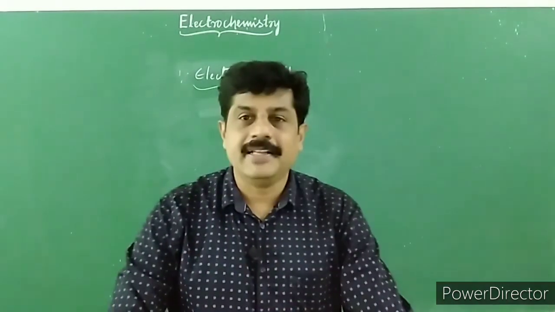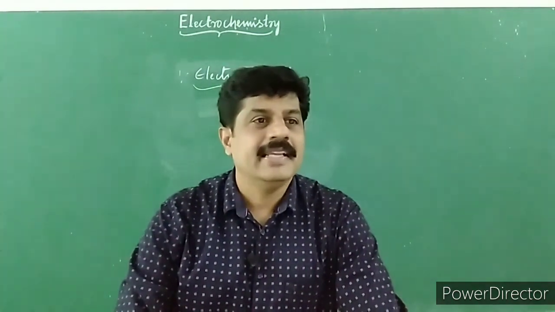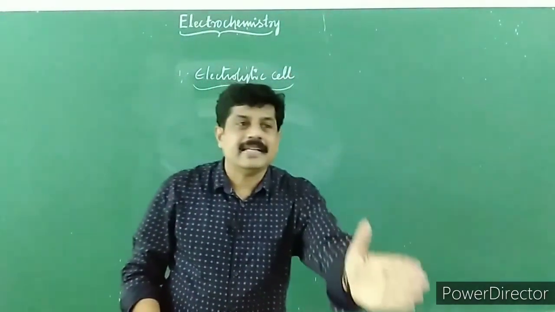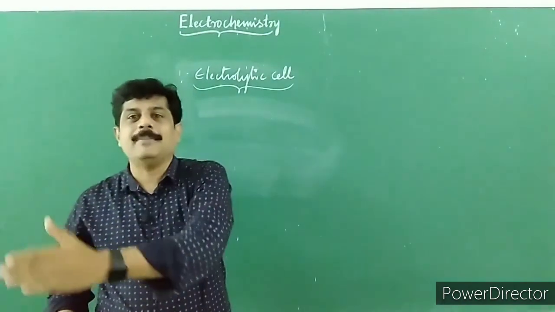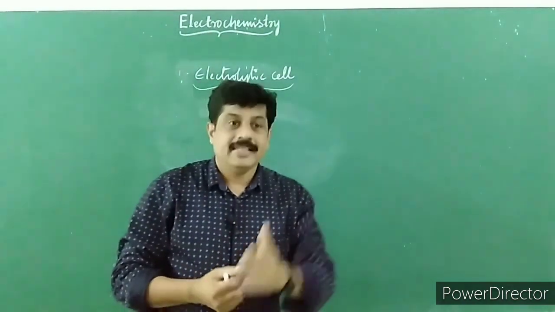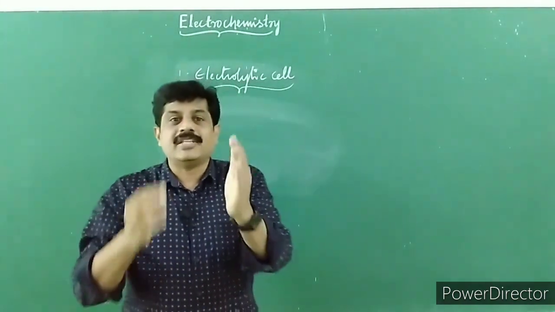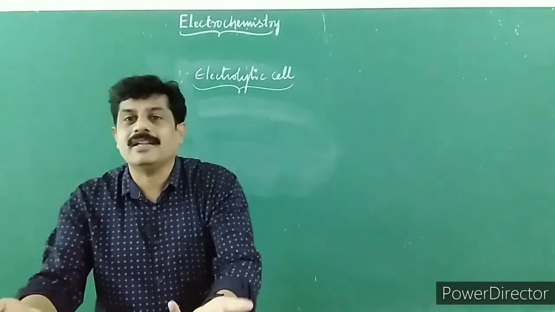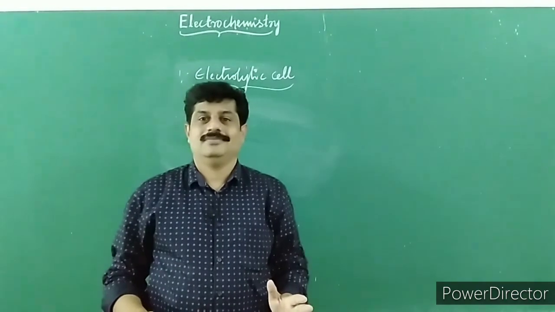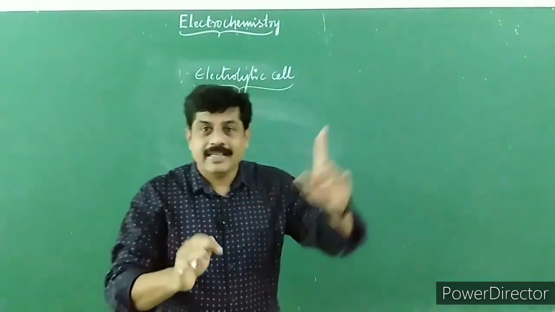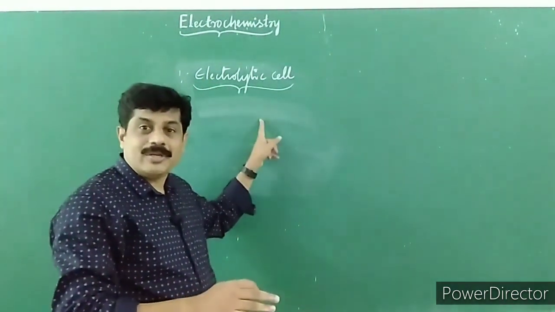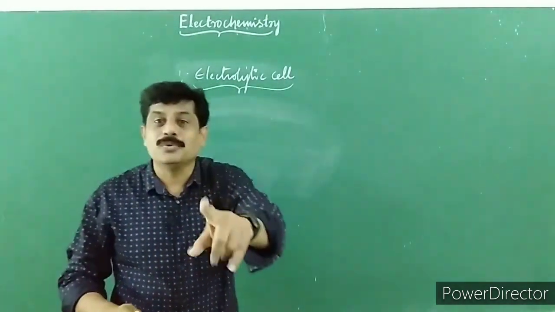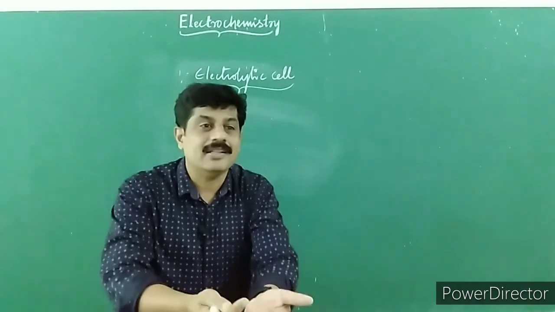Children, as I said, electrolytic cell is a device which converts electrical energy into chemical energy. In electrolytic cell, the external source of voltage is used to bring about the chemical reaction. Very simple, children. In the case of electrolytic cell, the external source of voltage is used to bring about the chemical reaction.